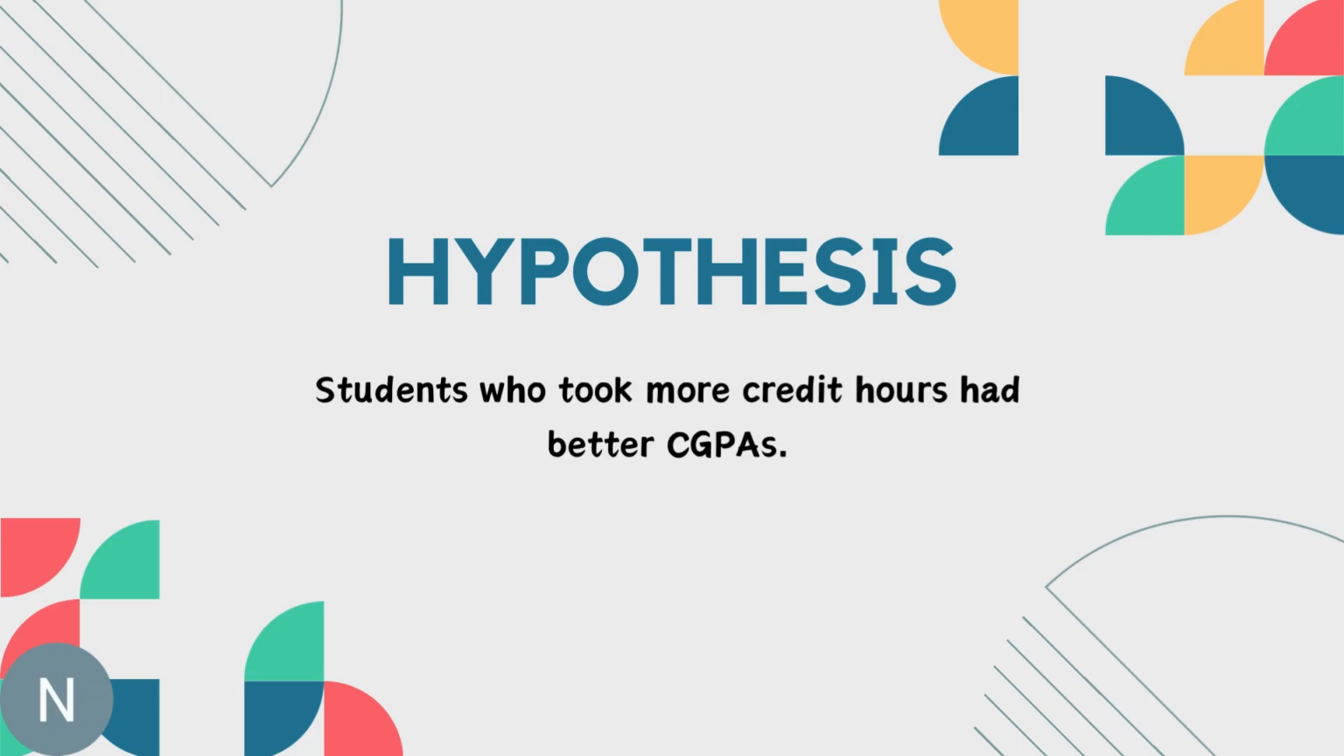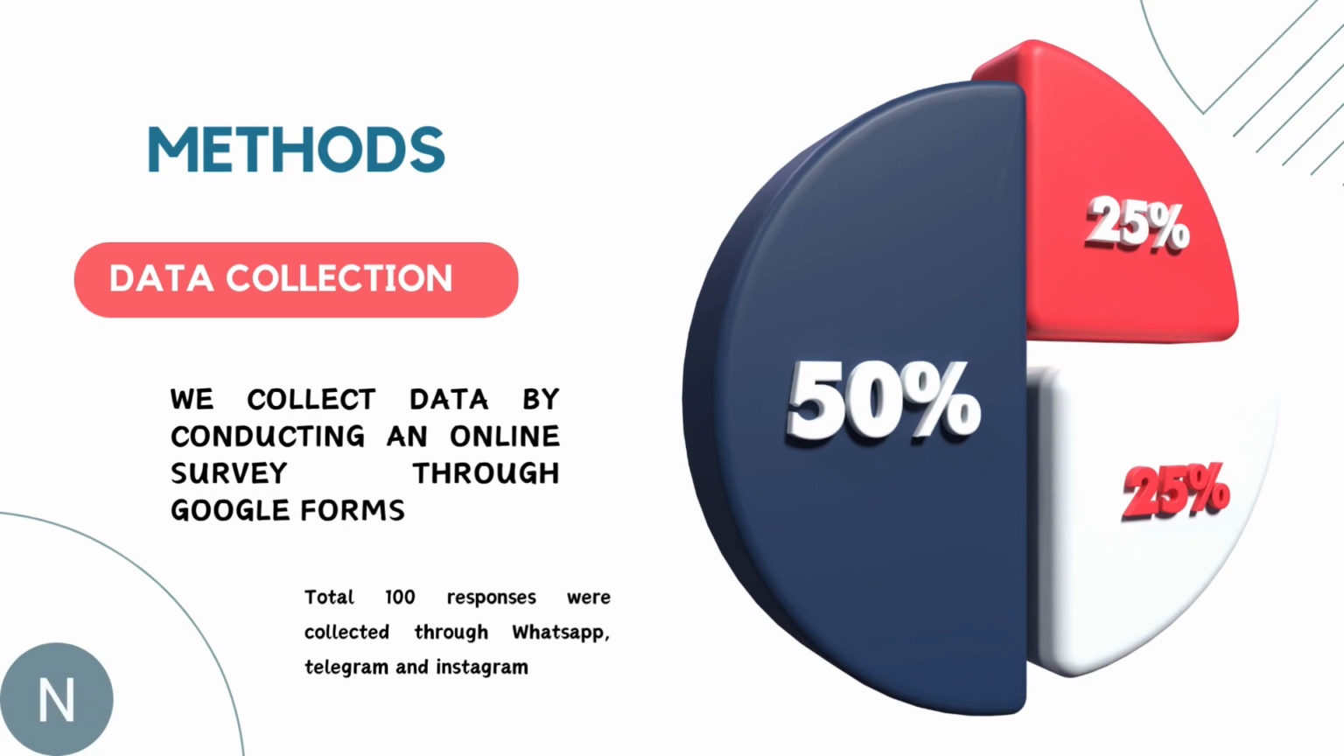So, the hypothesis of our research is more focusing on students who took more credit hour had better CGPA. Next, for method, we are using data collection. We are collecting data by conducting an online survey through Google Form. Then we are sharing the link of the Google Form through WhatsApp, Telegram, and Instagram. So as a result, we had a total of 100 respondents.